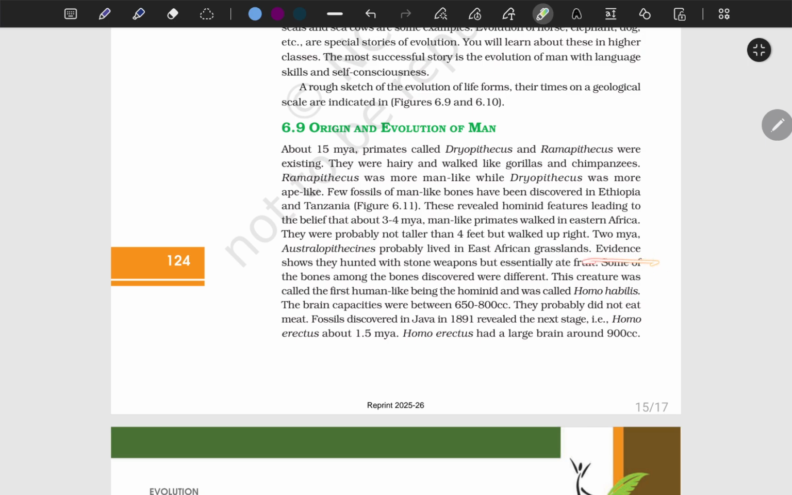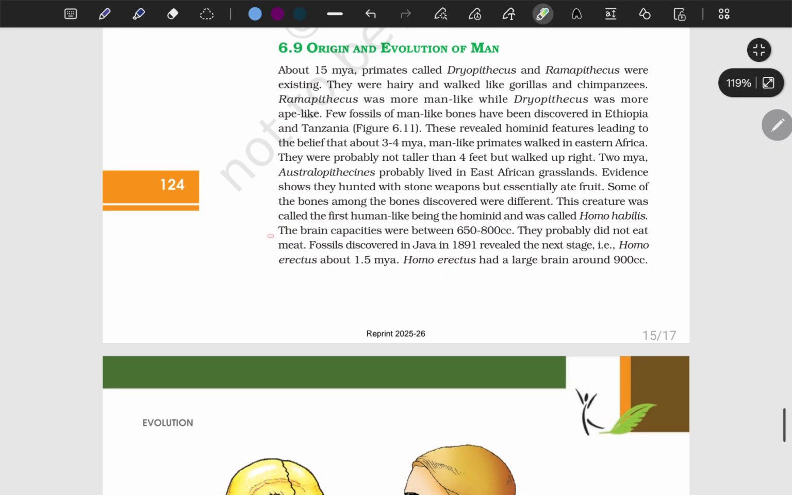Evidence shows they hunted with stone weapons, but essentially ate fruits. Some among the bones discovered were different. This creature was called the first human-like being, the hominid, and called Homo habilis. The brain capacity was between 650 to 800 cc. They probably did not eat meat.